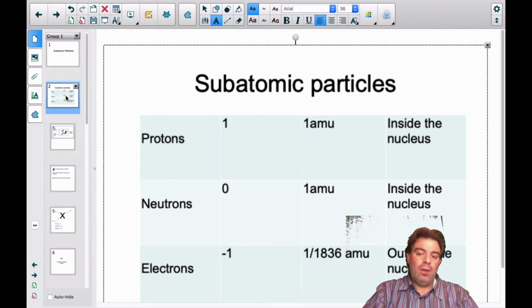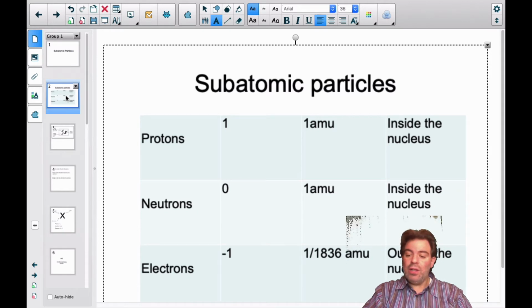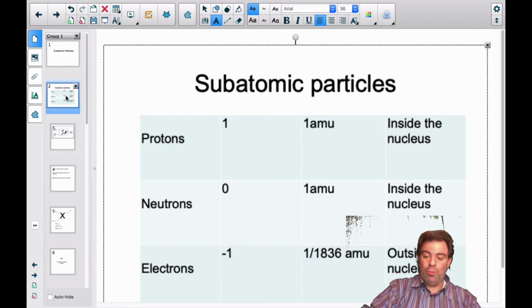Now, in terms of mass, protons and neutrons have the same exact mass, which is 1 AMU each, and electrons have 1 over 1,836 of an AMU. In other words, they're almost 2,000 times smaller than a proton or a neutron. Where's the location? Protons and neutrons are inside the nucleus, held together by the strong nuclear force because they're hadrons, and electrons, because they're leptons, orbit outside the nucleus.